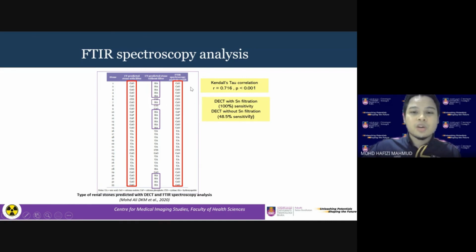So this is very important for FTIR because it's chemical analysis. Because in some procedures, the stone will be further analyzed using FTIR after the dual energy CT procedure, just to confirm whether they match or not between CT and FTIR.